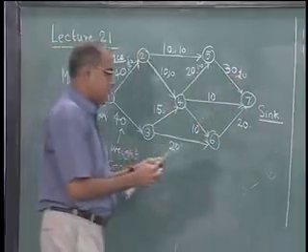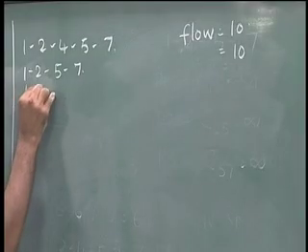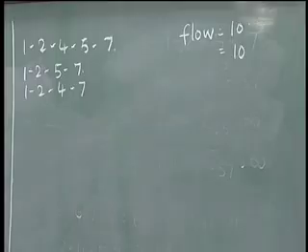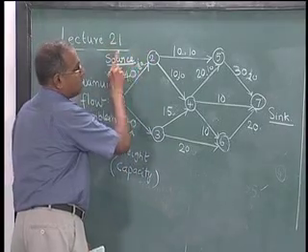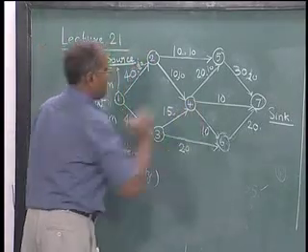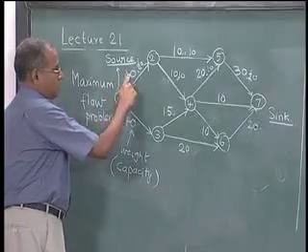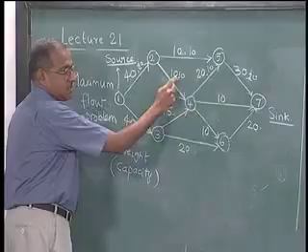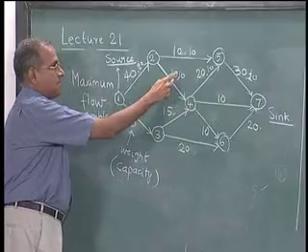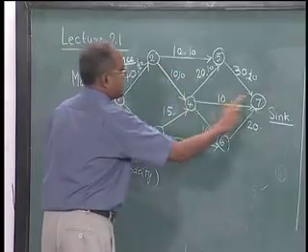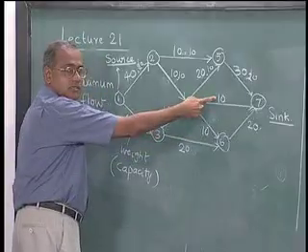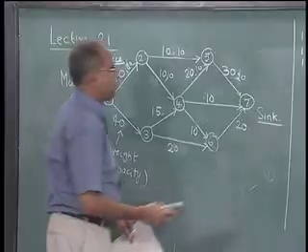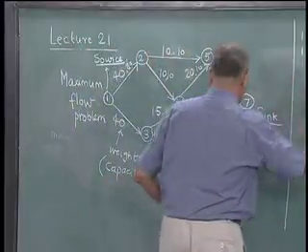Now, let us look at a third, let us look at 1 to 2, 2 to 4 and 4 to 7. Now, 1 to 2, the available capacity is 20, 2 to 4 there is no available capacity, this has been exhausted. Now, 4 to 7 available capacity is 10. So, we will not be able to send anything using 1 to 2, 2 to 4, 4 to 7.